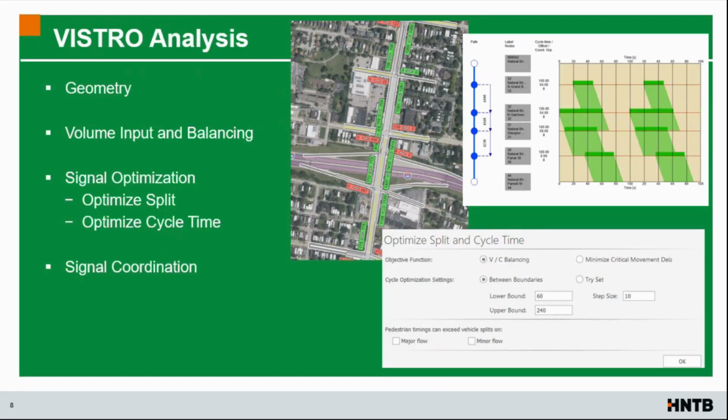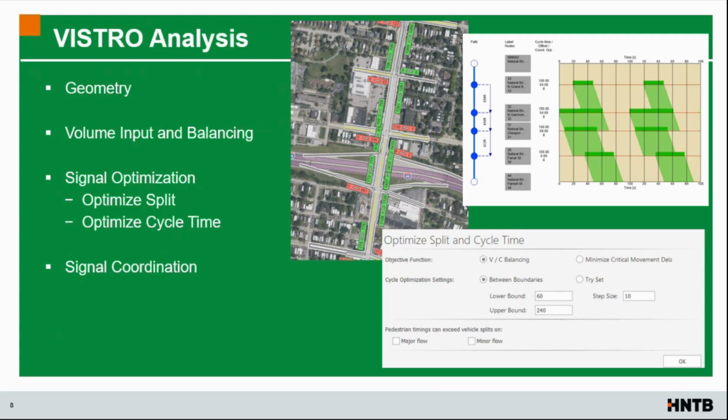So for the Vistro analysis, as mentioned, the network was partially developed in Synchro, and then we finalized the network in Vistro, and then using the traffic counts that were collected, we determined the peak hour from 7:30 to 8:30 a.m. and 4 to 5 p.m. And then we found the most consistent peak hour between the AM and PM and applied that to the Vistro model. And then we did the volume balancing and inputting.